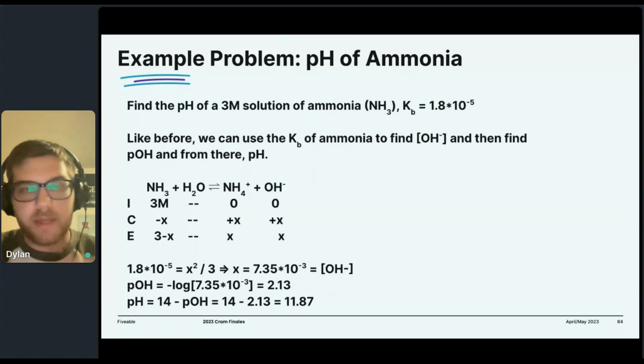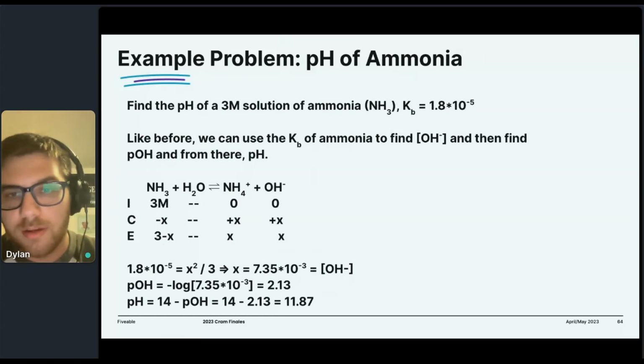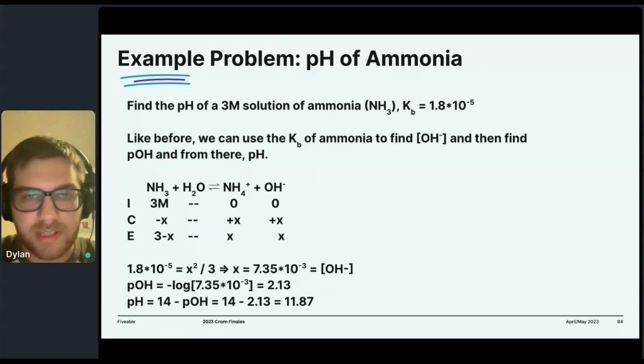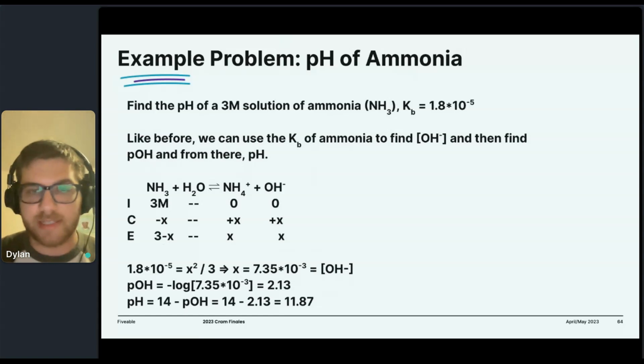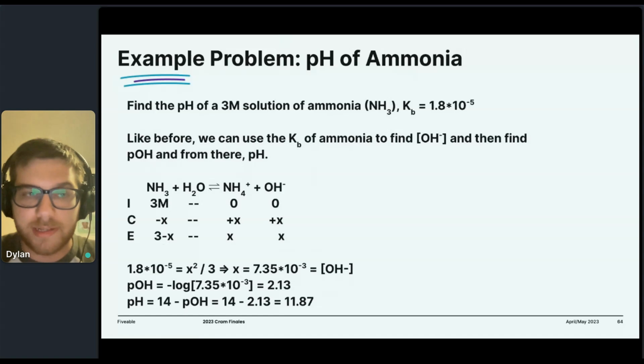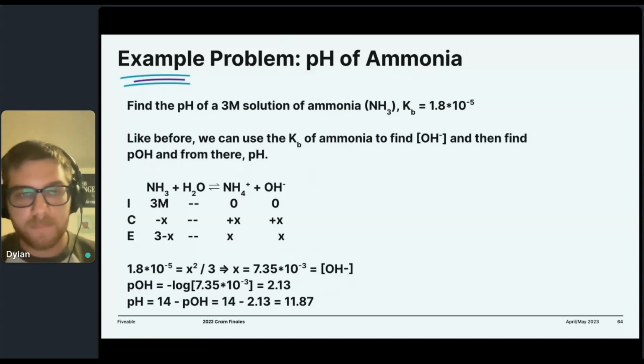Likewise, we can find the pH of a 3 molar solution of ammonia, which has a Kb of 1.8 times 10 to the minus 5. I want to note that the fact that the Ka of acetic acid and the Kb of ammonia are the same is a raw coincidence. I think it's really cool, but it's a coincidence. So don't think there's a relationship there.